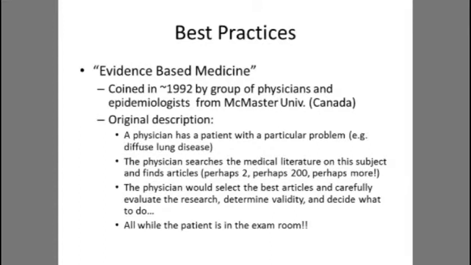This is how they wrote this. I'm not making this up. The physician would then select the best articles and carefully evaluate the research done, determine the validity of the research methods, and decide what he should do with that patient. That sounds pretty good, right? Everybody agree? We're all right? This is while the patient is in the exam room, by the way.